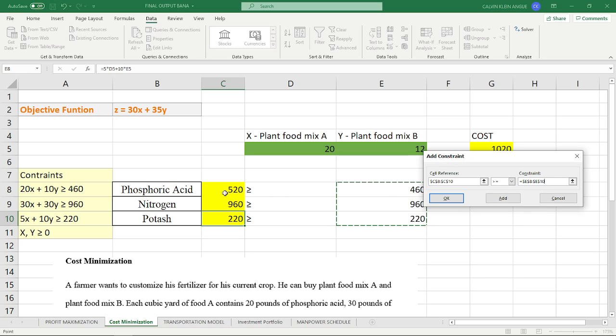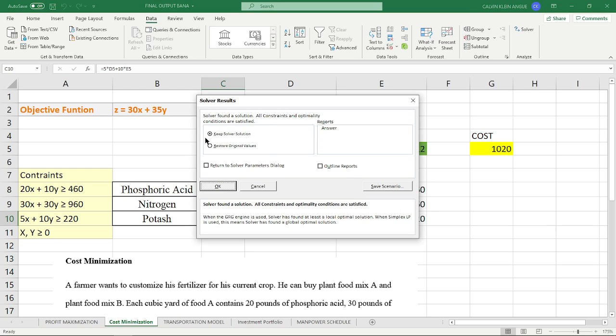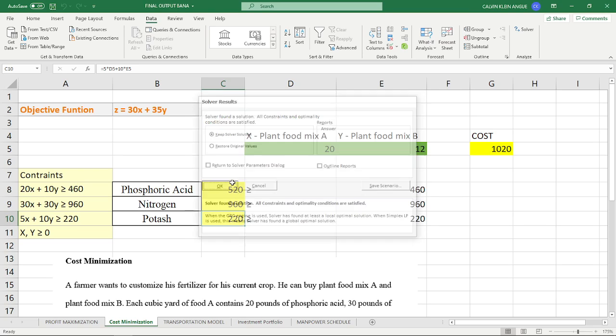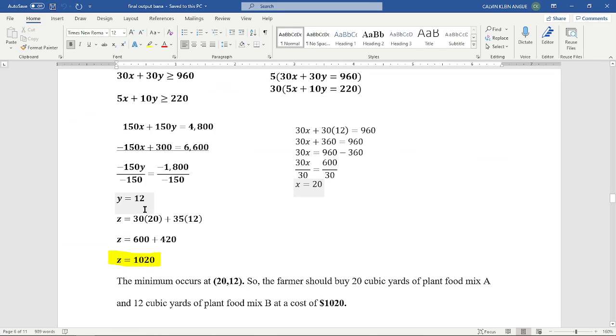So you can do it one by one. I put it together, because it has the same symbol, so I just simplify it and then add. Then for your integer, just put integer here, then okay, then solve it. So there's no error, so okay. So let's check if it's the same.